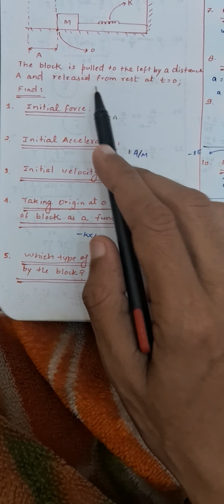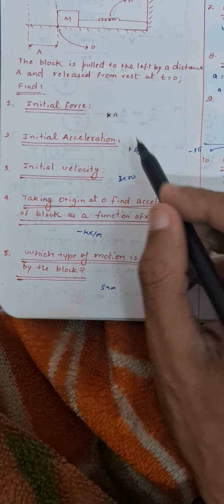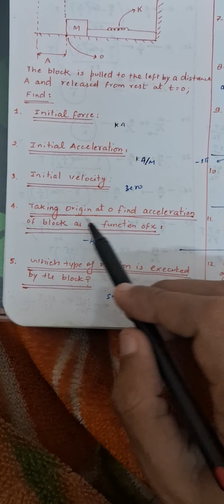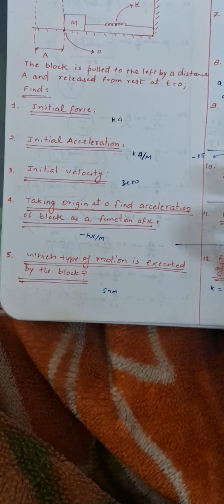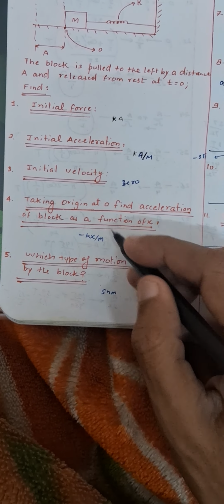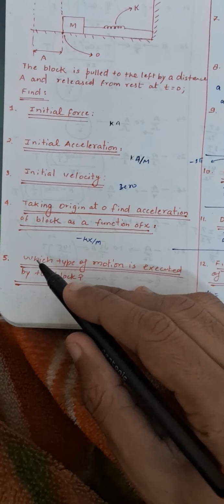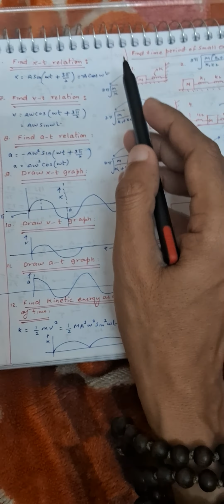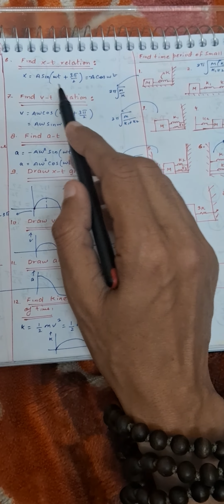Next is initial velocity. As it is released from rest, the initial velocity is 0. Next is, take origin at O, find acceleration as a function of x. Force is minus kx, so acceleration will be minus kx by m. Next is, which type of motion is executed by the block? So it is SHM.